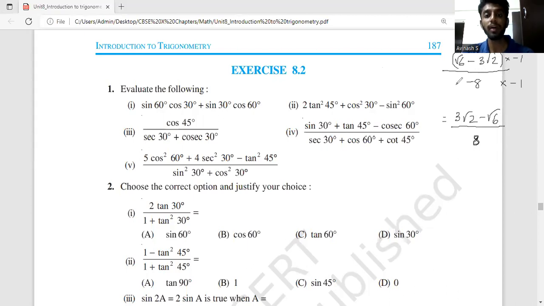Firstly, why am I doing this multiplication by -1? In order to make the denominator positive. So -8 into -1 is +8. The numerator -3 root 2 into -1 becomes +3 root 2, and root 6 into -1 becomes -root 6, as you can see. This need not be done by multiplying by -1 every time. If you have a negative sign in the denominator, it is understood that the terms in the numerator will interchange if the minus sign is removed. So that's how we understand this idea. The final answer is (3 root 2 minus root 6) divided by 8.